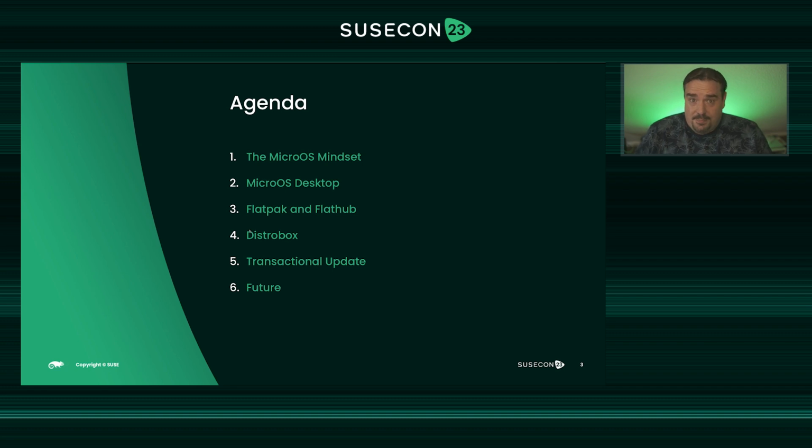So for the agenda, I'm going to start by talking about the MicroOS mindset generally. So, all these micro operating systems that we now have in the SUSE world, what mindset you need to approach using them and get a good understanding of where we're coming from. Then I'm going to talk about the MicroOS desktop in some detail. Then Flathub and Flatpak, how we use them, why we use them, why they're good for doing desktop applications. A little bit about Distrobox and the role that plays in everything. A teeny bit about transactional update, and then finishing with the current future for the project.